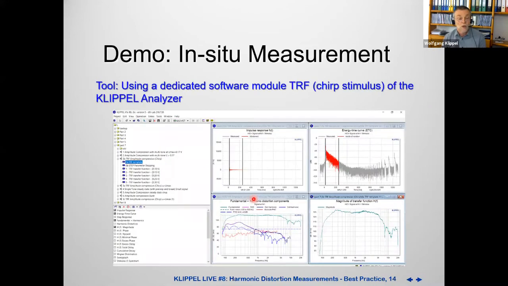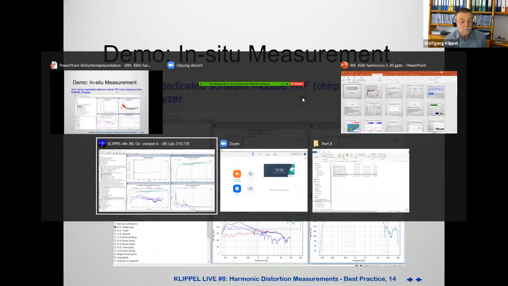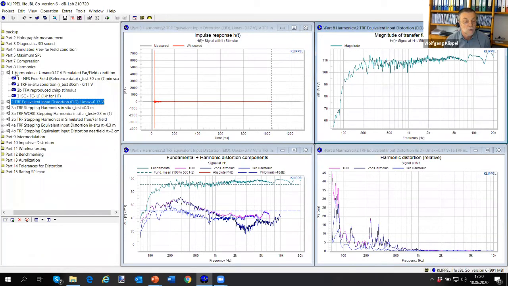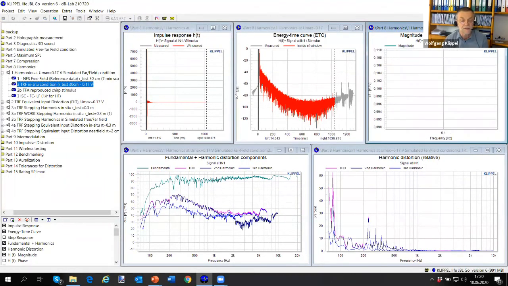Okay. Now it's time for a demo. I'm using here our TRF module for that, using a chirp. And I'm switching immediately over here to the software. Okay. We are now here in part 8, measurement of harmonics. I close that here. We are now with the first experiments measuring harmonics with the TRF. And we are starting here with the first measurement. I did it already, but I can redo that. I'm starting the measurement.